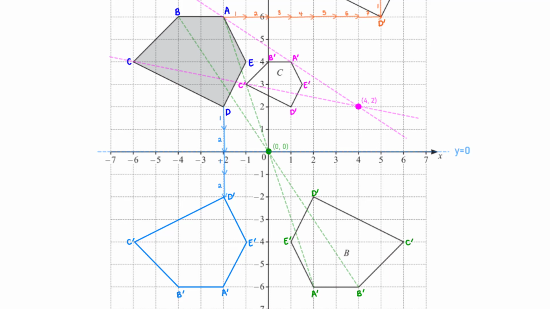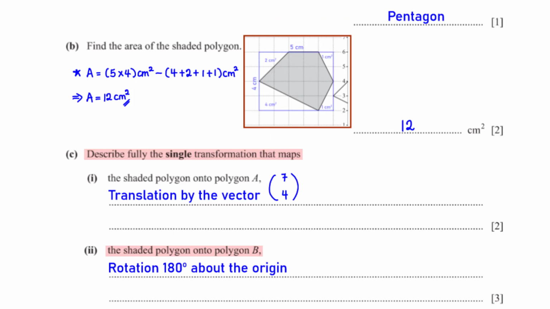For a 180-degree rotation, the way to determine the center of rotation is this. We draw a line to connect at least 2 corresponding points on both polygons. The intersection point of the lines is the center of rotation. In this case, the point is the origin. And so the full description for the transformation will be rotation 180 degrees about the origin.